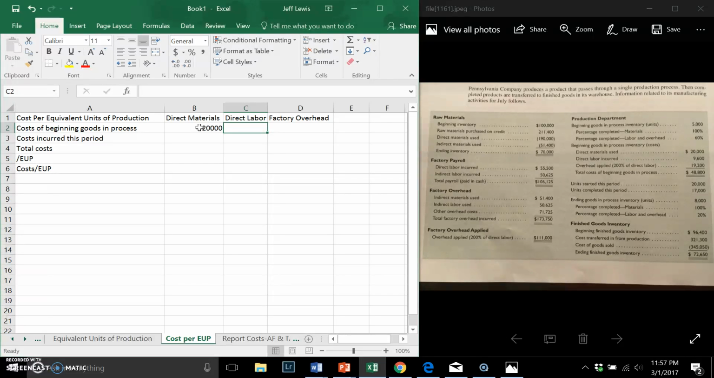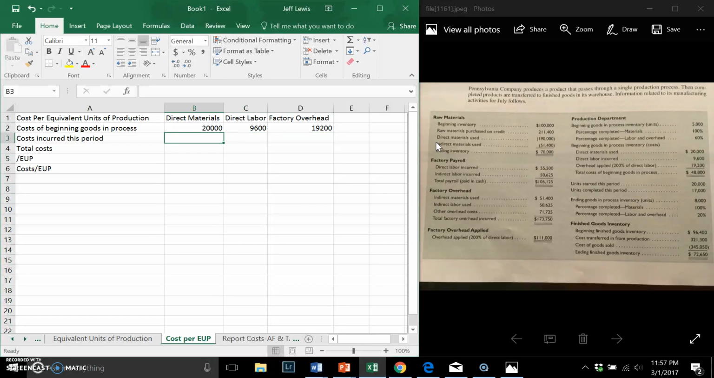Then under direct labor, you have 9,600 used, so you enter that into here. And factory overhead, you have 19,200, so you're going to enter that here. Okay.